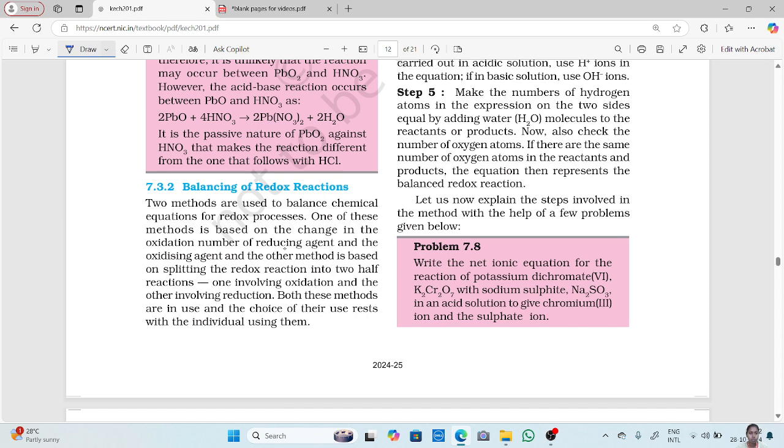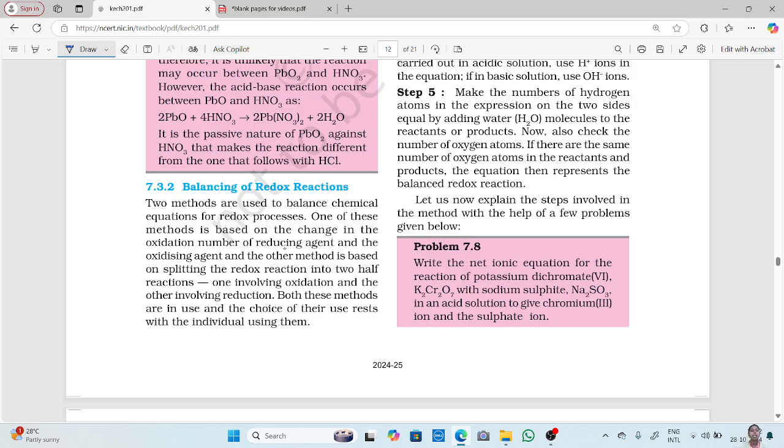The two methods are used to balance chemical equations for redox processes. One of these methods is based on the change in the oxidation number of the reducing agent and the oxidizing agent, and the other method is based on splitting of the redox reaction into two half reactions, one involving oxidation and the other involving reduction. Now basically, a simple reaction is easier to balance because you just have to calculate the number of atoms present and balance them on both sides. But in case of redox reactions, oxidation and reduction take place. There is a transfer of electrons taking place.